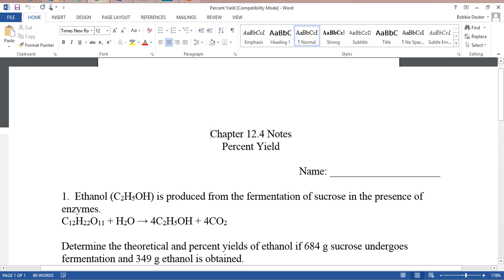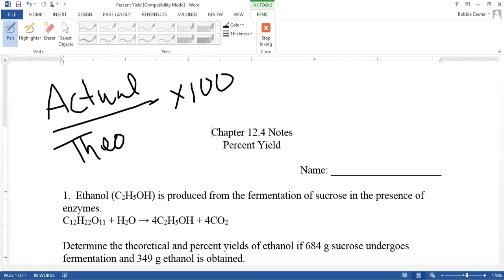Okay, so today we're going to talk about percent yield. With percent yield, you need to know that you have your actual yield over your theoretical yield times 100%. So what is an actual yield? An actual yield is the amount of a product collected from a chemical reaction. Your theoretical yield is the mathematical calculation of how much you should actually have during that.